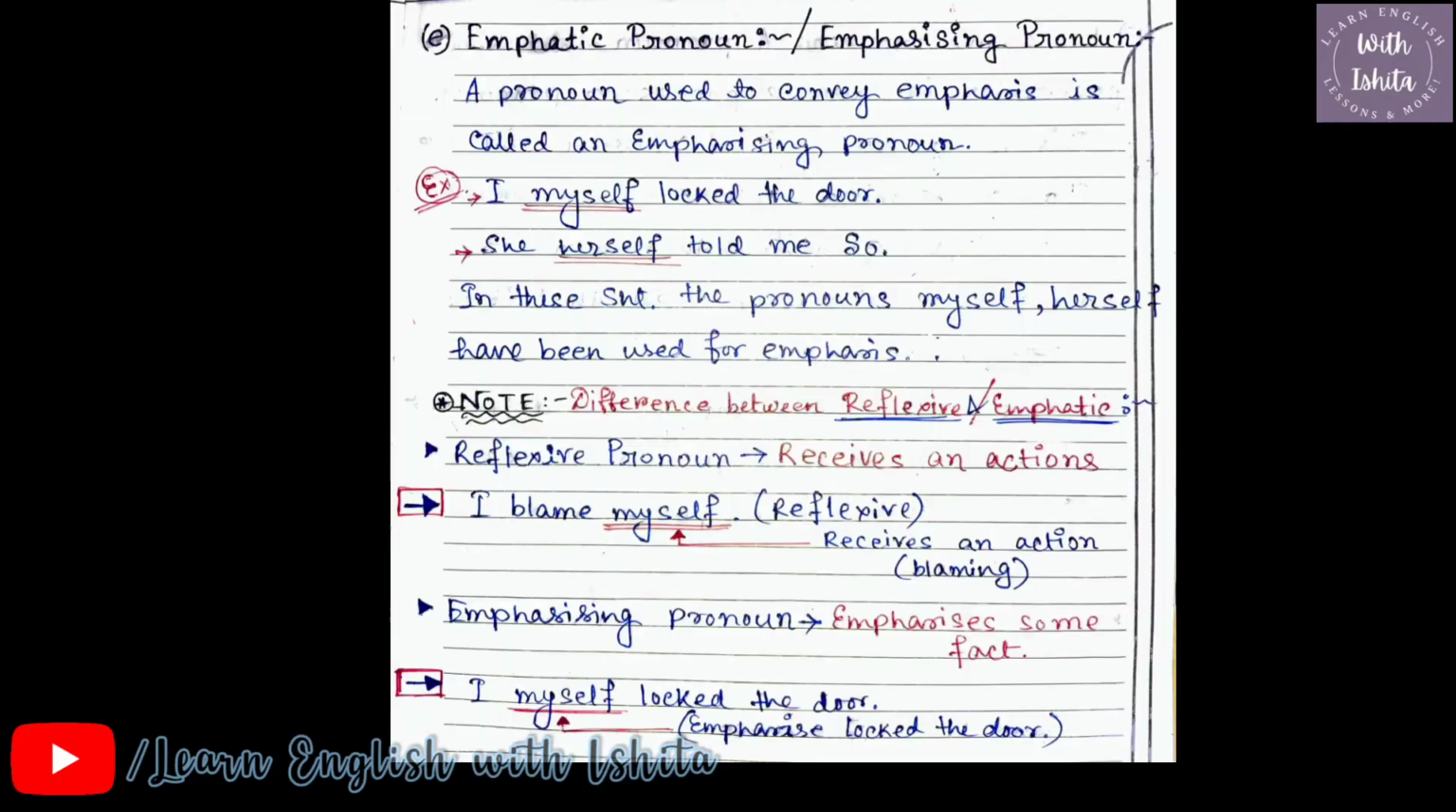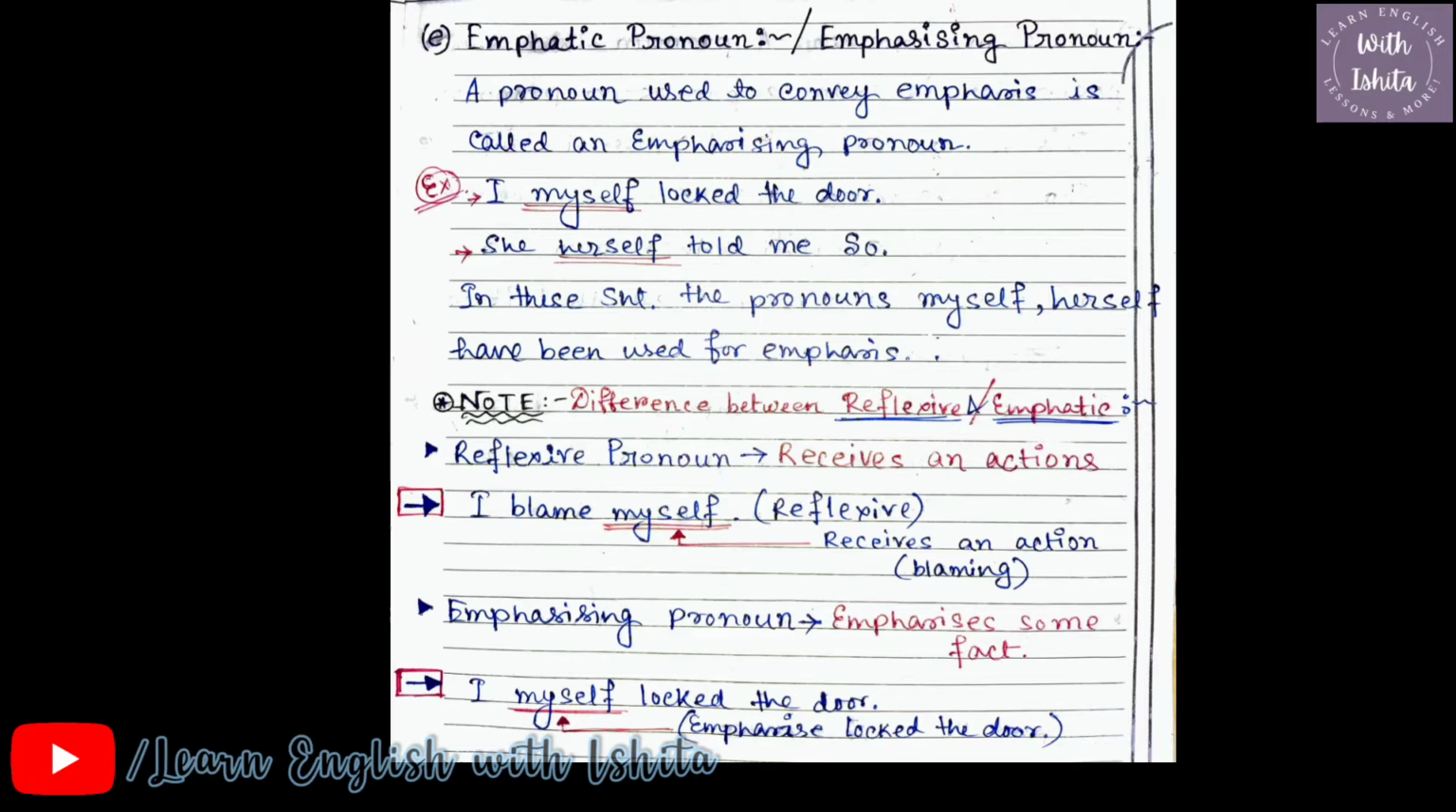Now we will talk about emphatic pronoun. Emphatic pronoun is also called emphasizing pronoun. A pronoun used to convey emphasis is called emphasizing pronoun. For example, I myself locked the door. She herself told me so. In the sentences, myself and herself are examples of emphasizing or emphatic pronoun.